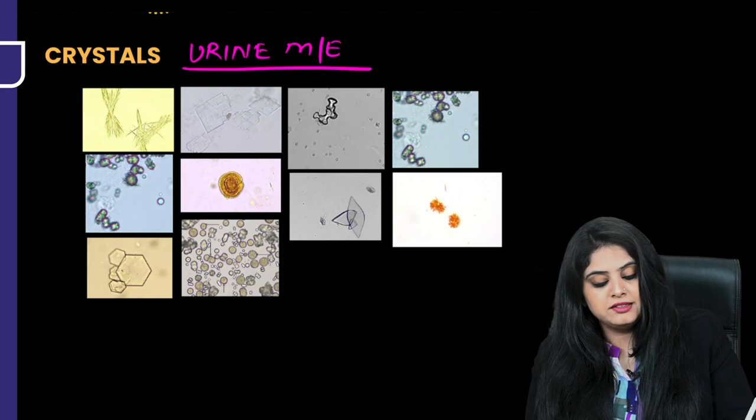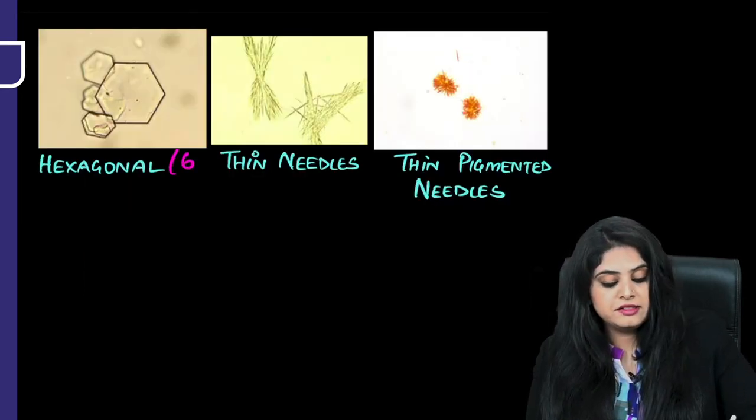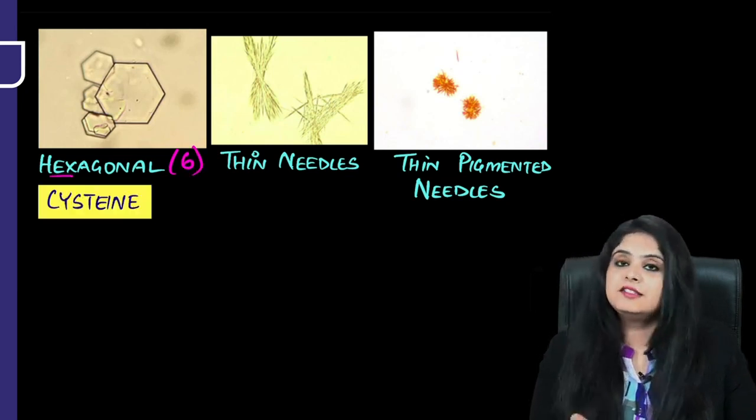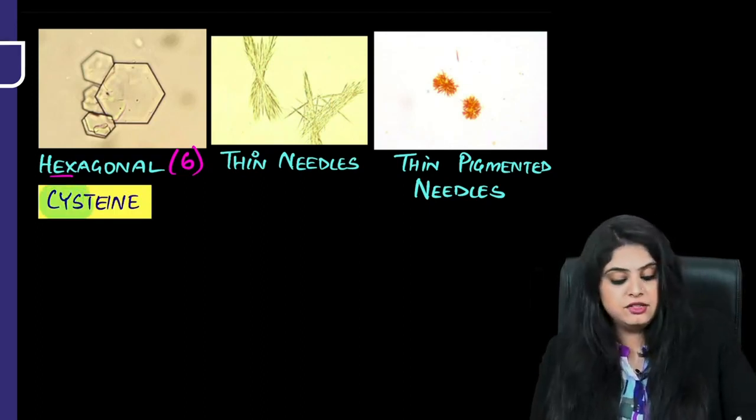So let's get going. Let's start with this one, the one that looks hexagonal. So the hexagonal looks like 6, right? Hexagonal means 6. So this is referred to as the cystine. Cystine means 6. That is how you're going to learn it. The crystal with 6 sides is cystine.